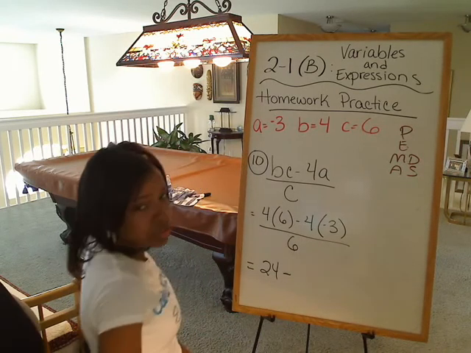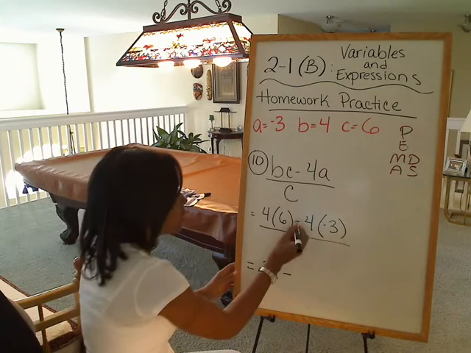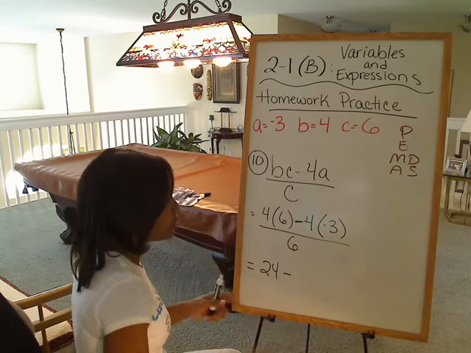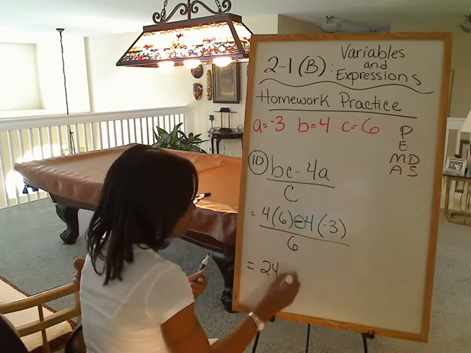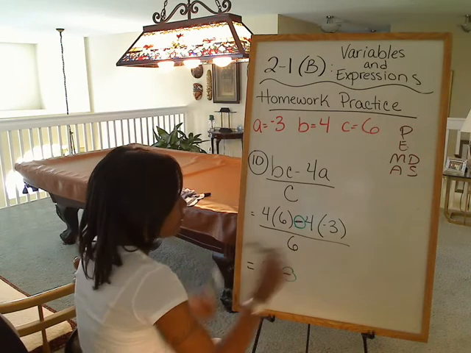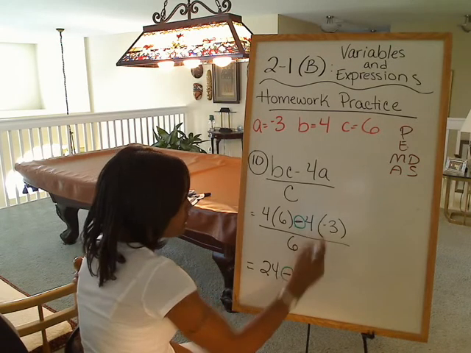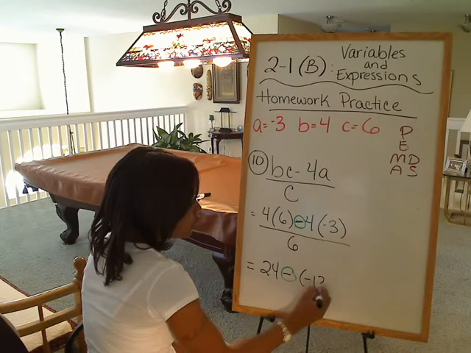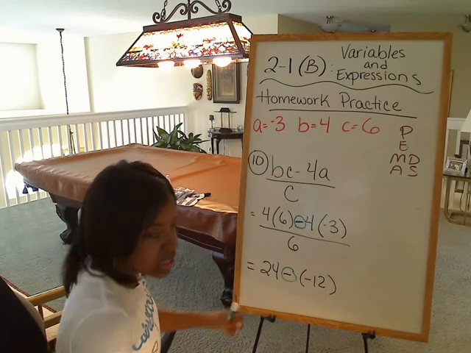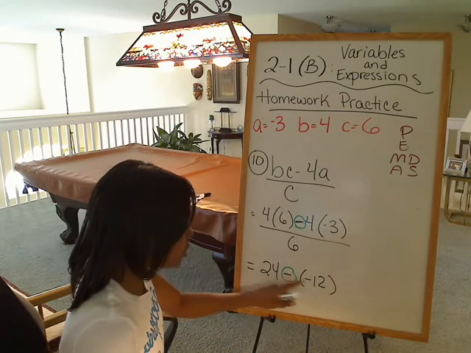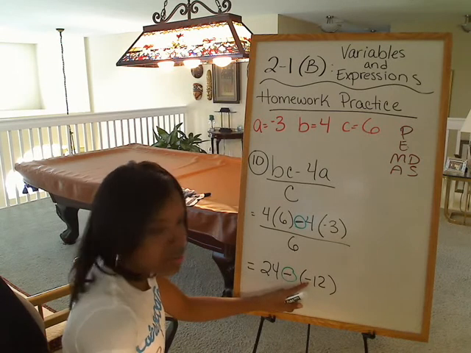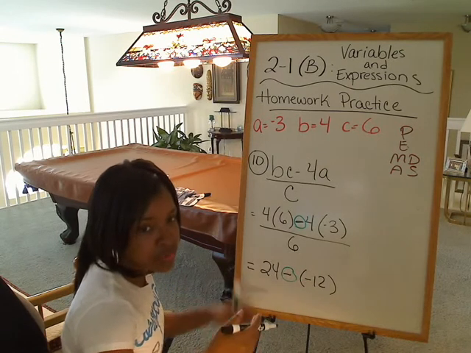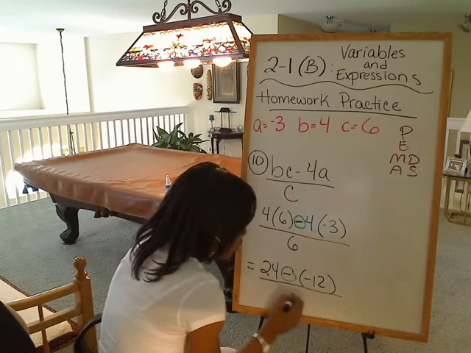Now this is tricky. Remember, you're subtracting. This is the subtraction sign that I'm bringing down. But 4 times -3 is -12. And the only reason I put it in parentheses is so that we don't have one subtraction and one negative sign right next to each other and you get confused. So all of that over 6.